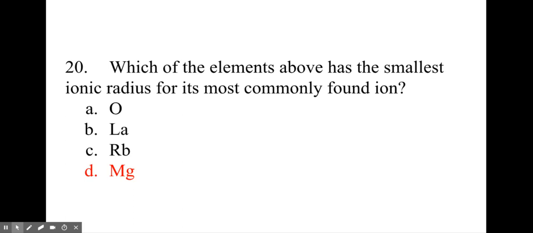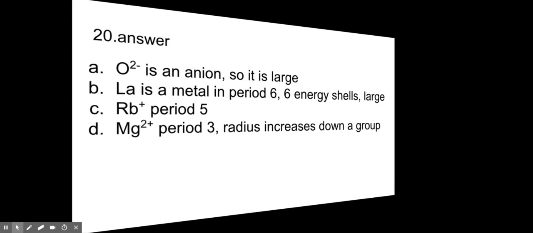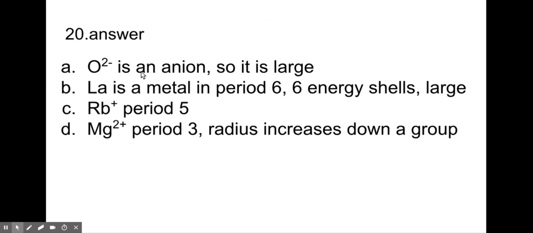Number 20. Which of the elements above has the smallest ionic radius for its most commonly found ion? So first of all, let's take a look. We've got oxygen here, a non-metal, and then lanthanum, rubidium, and magnesium. These are all metals. Well, oxygen's most common ion is an anion, and anions are actually larger than their parent atoms and also larger than metal cations. So we're going to take that one out.